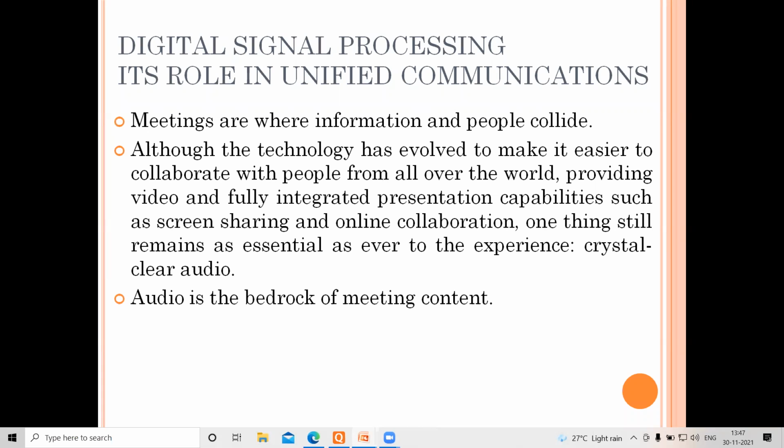The next one is digital signal processing and its role in communication. I was told by Dr. Matpati sir that you have DSP applications in communication as part of your syllabus. I've put a few things here. You all know, we are in a meeting now, where I'm sitting at Balki and you are at various locations in Pandharpur, where information and people collide with one another.